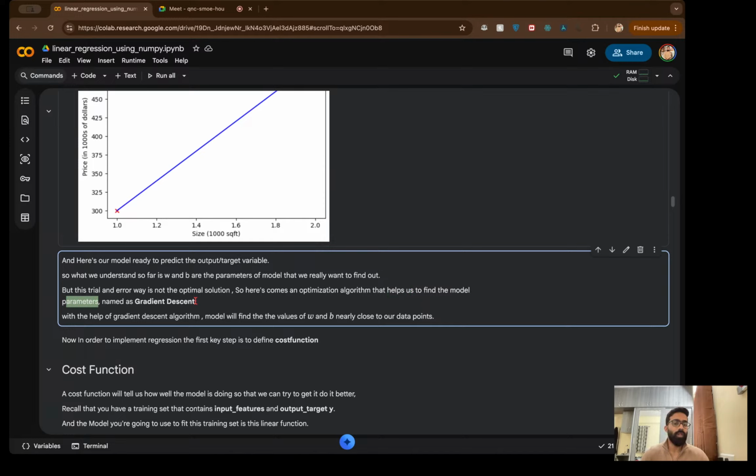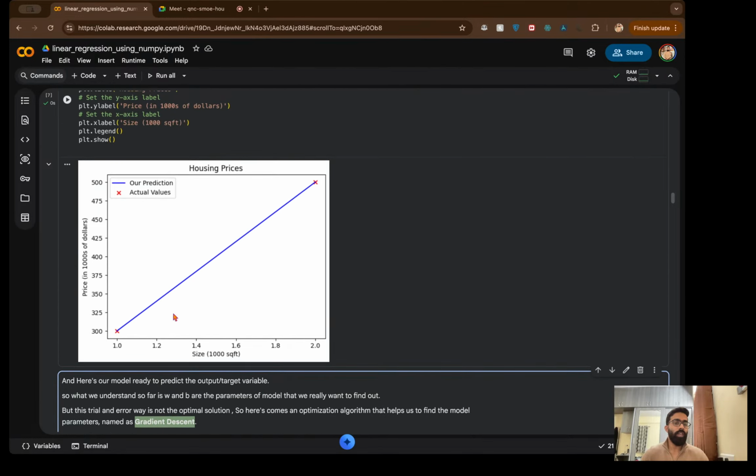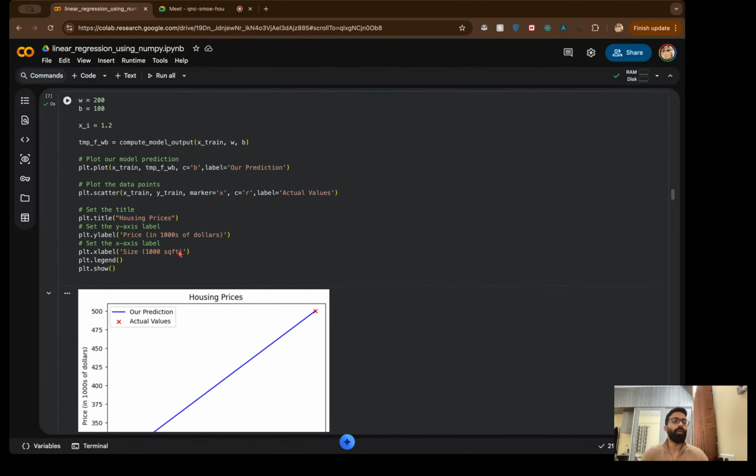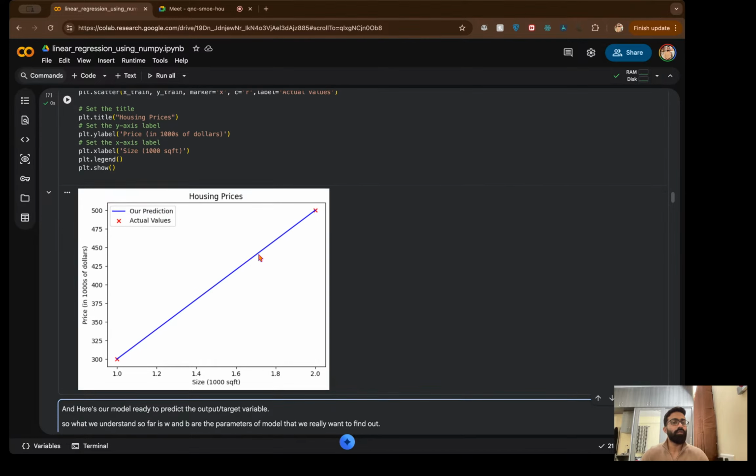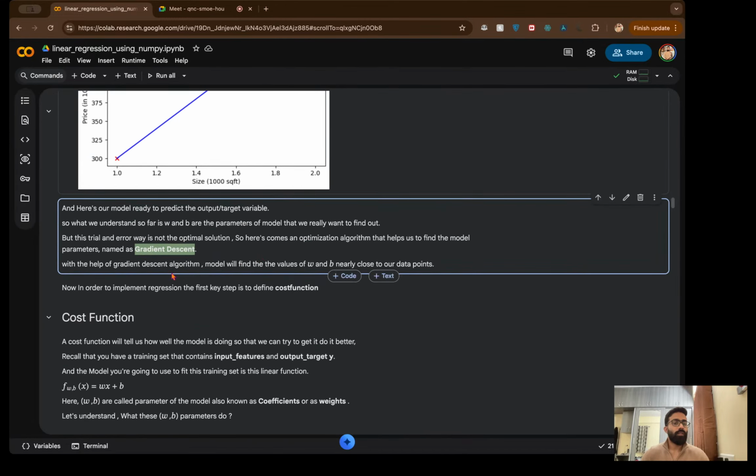And one of the algorithms that we are going to learn today is known as gradient descent. With the help of gradient descent, our model will be able to find the values of W and B. And once we get the values of W and B correct, we will be able to predict our new values. So with the help of the gradient descent algorithm, the model will find the values of W and B nearly close to our data points.